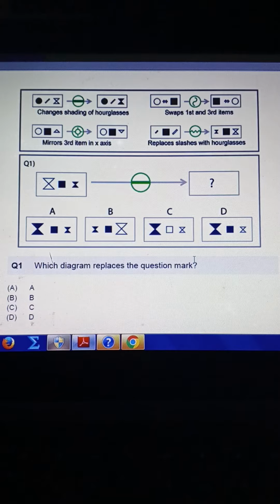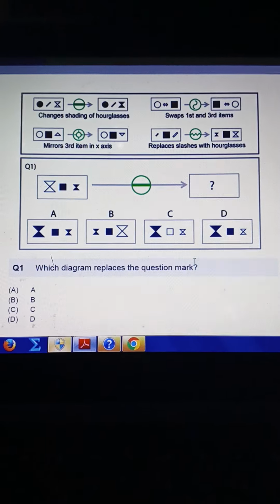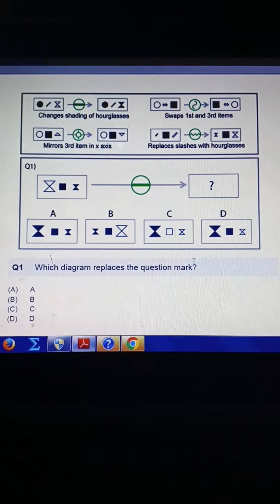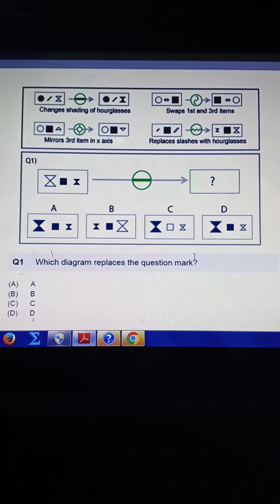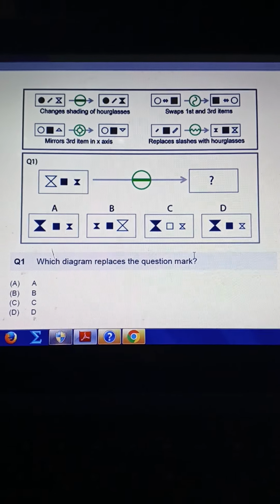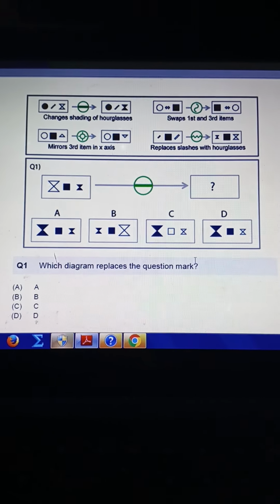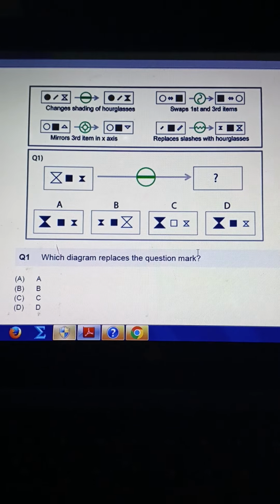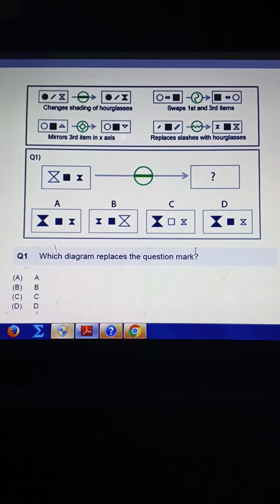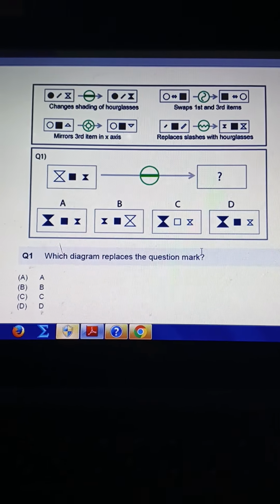Okay, let us do some diagrammatic reasoning this morning. This is gotten from assessment day, the subscribed version actually. If we look at this diagrammatic reasoning, it's very important especially for those people that have been going for aptitude tests and all of that. You must have seen something like this.